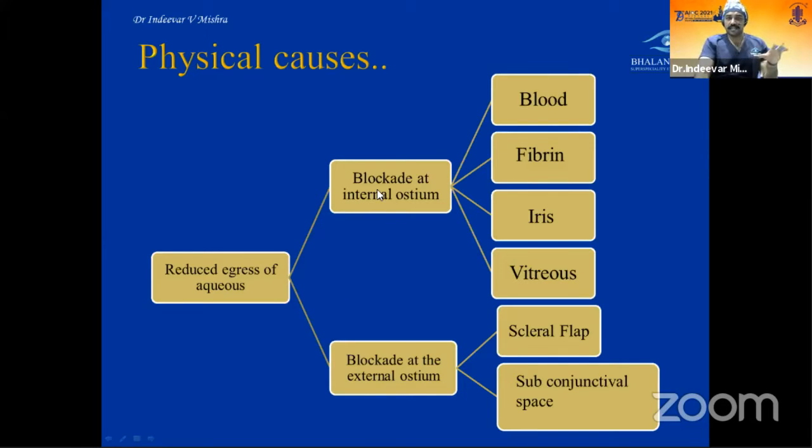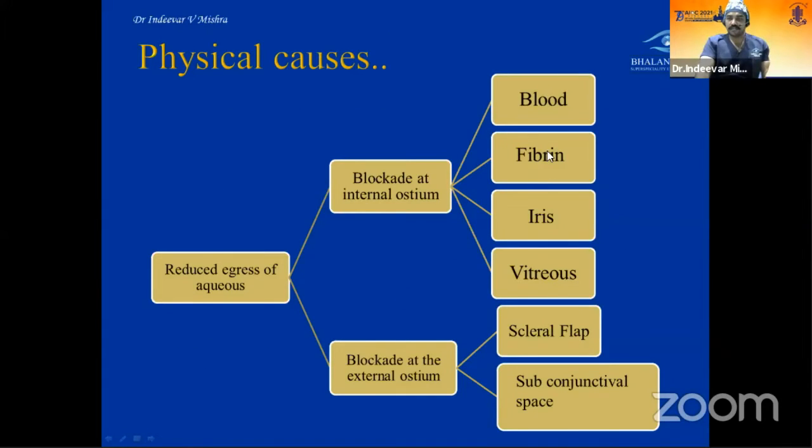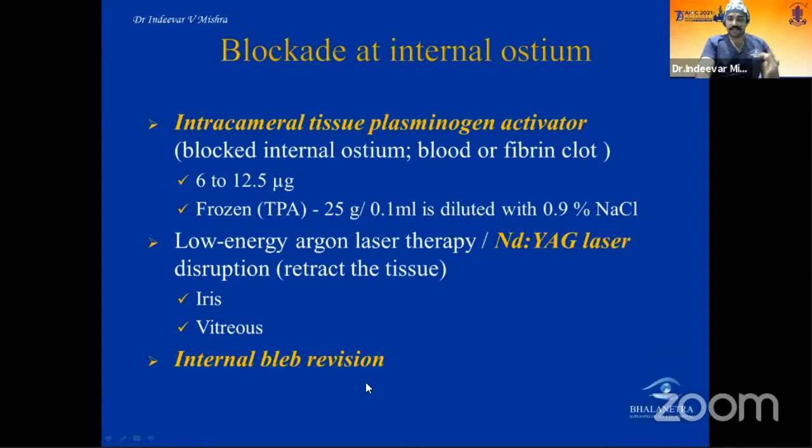Now, the physical causes can be blockade of the internal ostium or the external ostium. Internal ostium, if there is a blood, you can simply use plasminogen activators. If there is the iris and vitreous blocking the internal ostium, in those cases, you can simply use a YAG laser to disrupt. Sorry, not YAG cap, YAG laser.